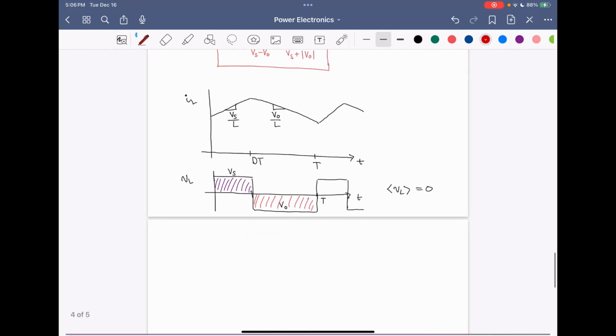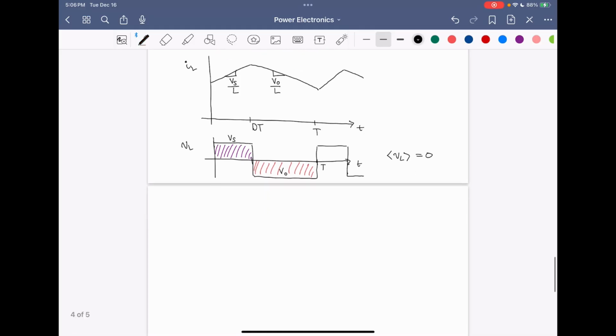So to draw out those waveforms, let's start with the diode current. ID equals 0 in the DT interval, and then it equals IL in the D prime T interval.